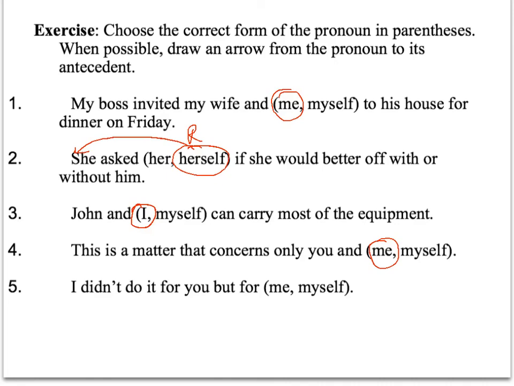I didn't do it for you, but for me, myself. Here, because myself does logically refer back to I, I have a reflexive, as it is the object of the preposition for.